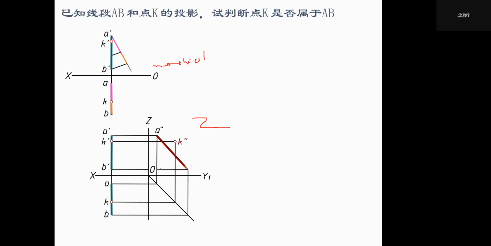You use it here, and you will find K is not on AB. If K is on the line, K should be on the three projections, and at the same time on the line projection. But on the W projection, K'' is not on here. So K does not belong to line AB. Here you can see this one tells you it is not on here, but the other one uses the ratio, the similarity, to give you the answer.